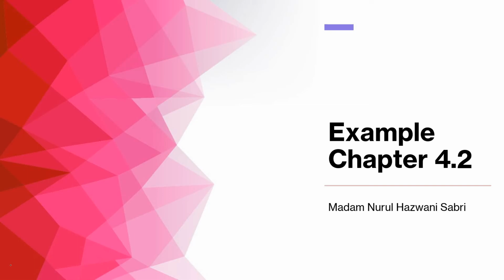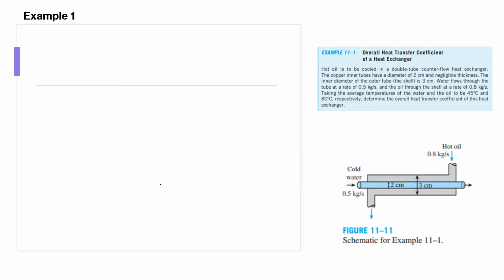Okay, as I promised, this is the video for example chapter 4.2. In this video we will discuss two examples, the first on the overall heat transfer coefficient of a heat exchanger. Basically we have a double pipe heat exchanger here, this one. So let's read the question first.